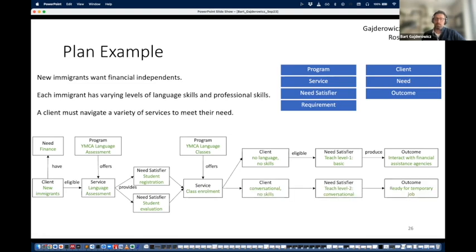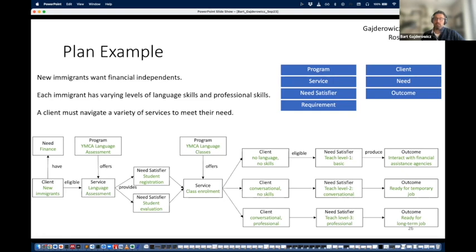So in this case, depending on the language skills that a person has, they would take a different path. But this would allow us to transition a client, or understand how to transition a client, from their current state, meaning wanting financial independence, to actually reaching their outcome of having a better job. Okay? So that's sort of the main goal.